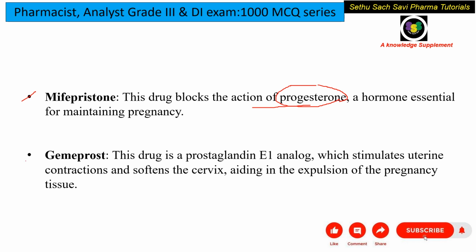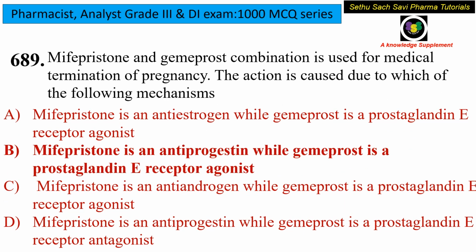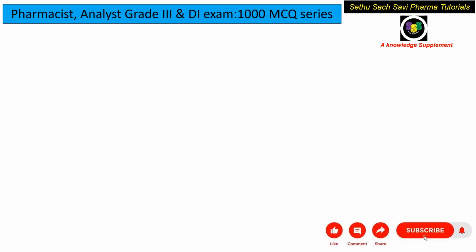Now coming to gemiprost. What is gemiprost? It is a prostaglandin E1 analog, which means it will be an agonist to prostaglandin E1. What will this cause? It will cause uterine contraction and soften the cervix. This will also lead to expulsion of the pregnancy tissue. The combination of these is used for the termination of pregnancy. So what is the correct option? Mifepristone is an anti-progesterone while gemiprost is a prostaglandin E agonist. Now, coming to the next question.